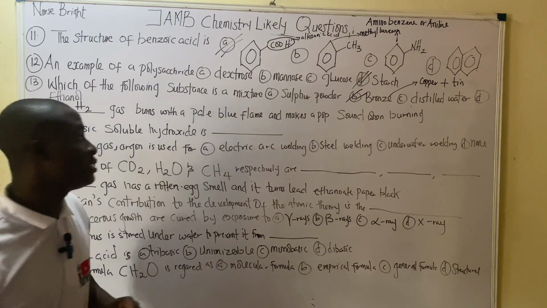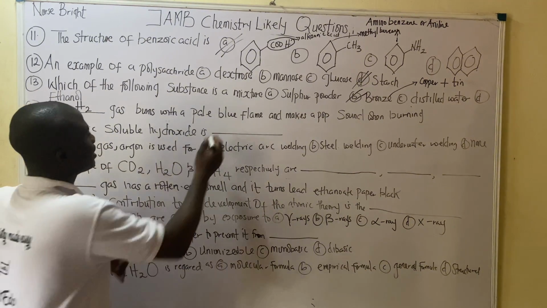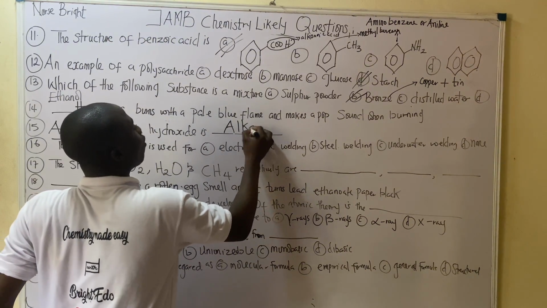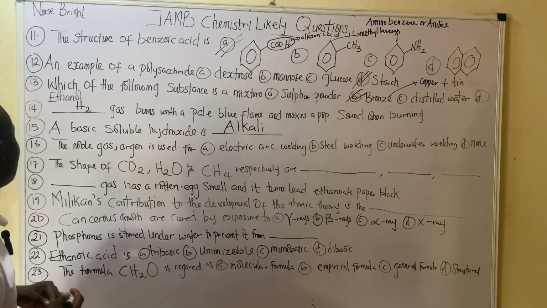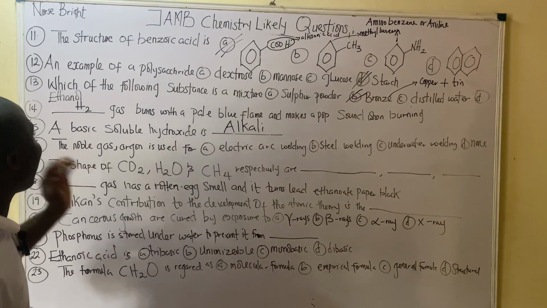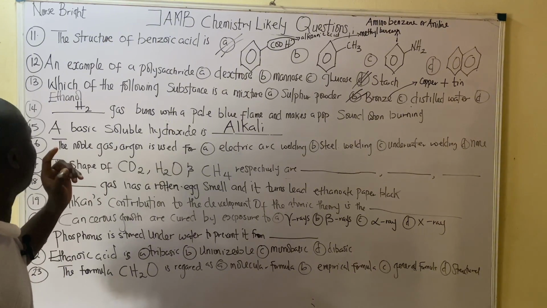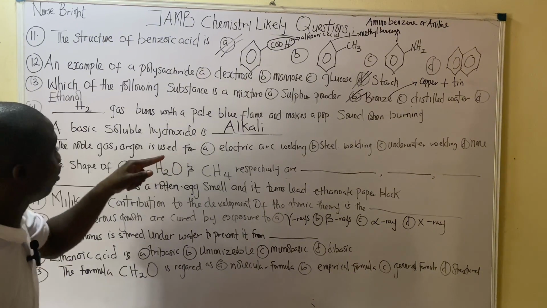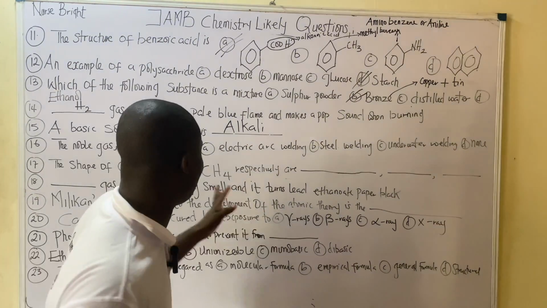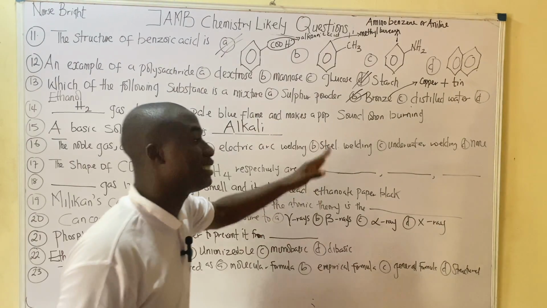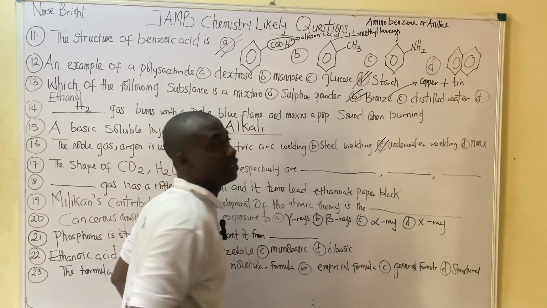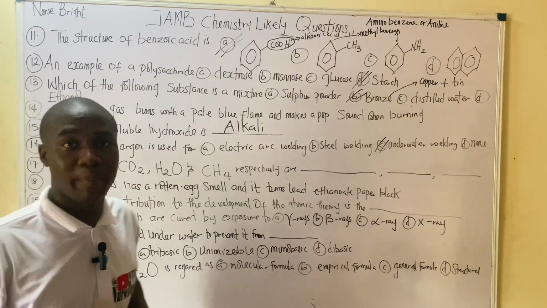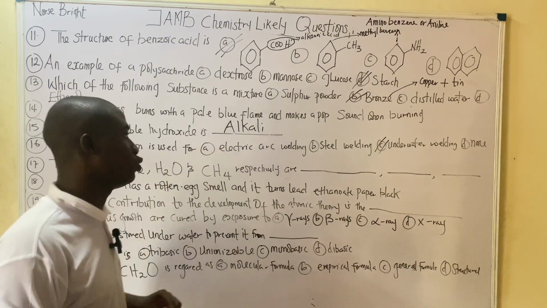Now, question number 15 says, a basic soluble hydroxide is regarded to be called an alkali. This must be noted. Question number 16 says, the noble gas argon is used for what? Is it electric arc welding or underwater welding? It is underwater welding. Please take note of this. This is a JAMB past question. It's very important. You should take note of it.